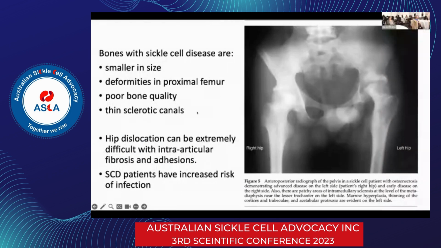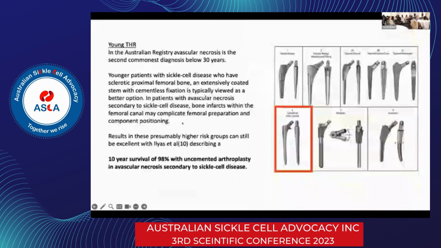It's surprising. It's often quite a challenging hip replacement in these patients. Often the bone and the canal is smaller. The proximal femur is often deformed. The bone can be of quite poor quality, and you have thin sclerotic canals. It can be quite difficult to put a hip replacement in, and we always know these patients have a high risk of infection. We therefore prefer to use fully coated, non-cemented femoral stems, as these do perform better.